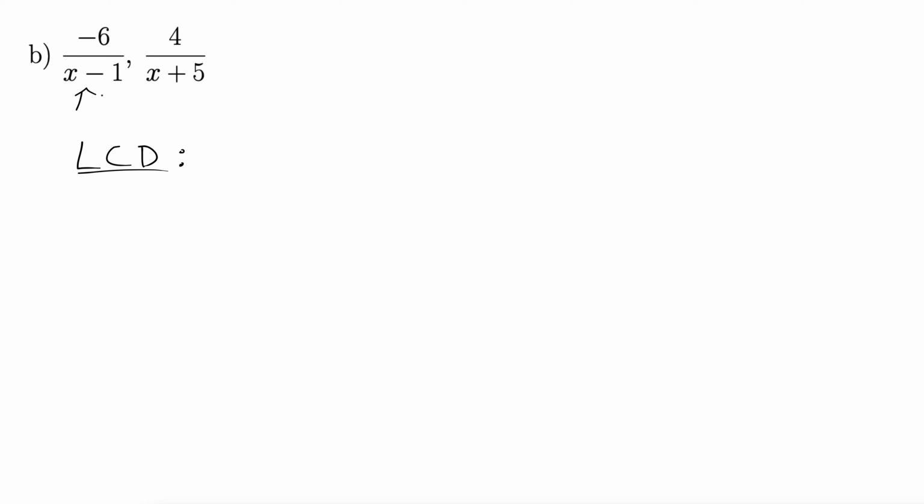You just look at the first denominator, add that in, okay, x minus 1. And then you look at the second denominator. Well, that's not included. x plus 5 is nowhere included in here, so we add it in. That's all there is to it. Right now we have something that includes x minus 1 and x plus 5.